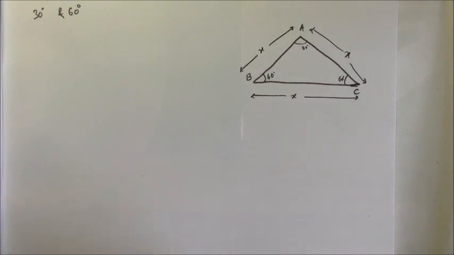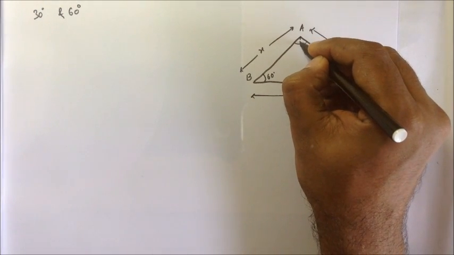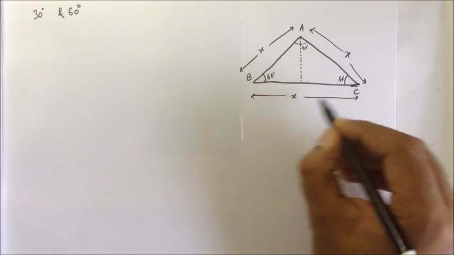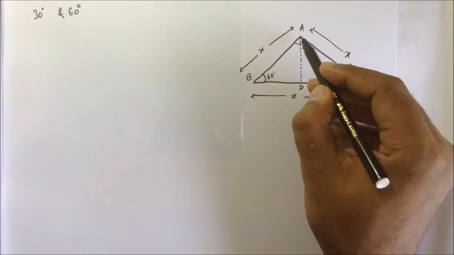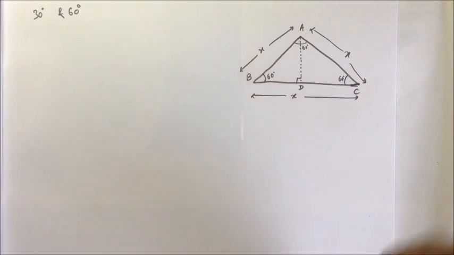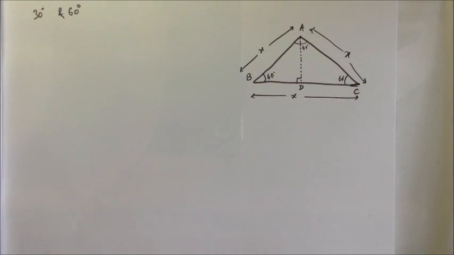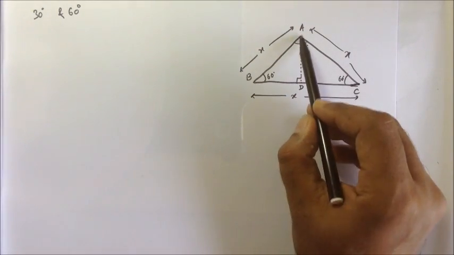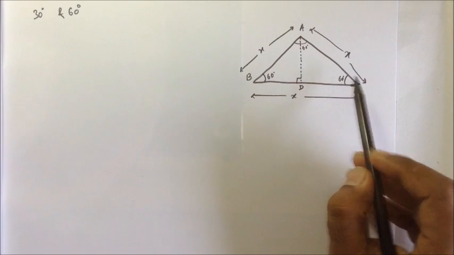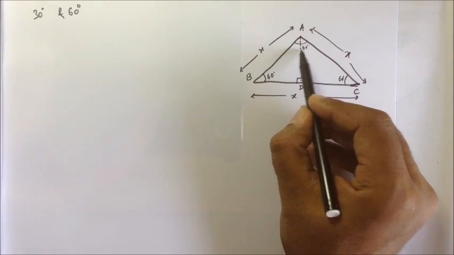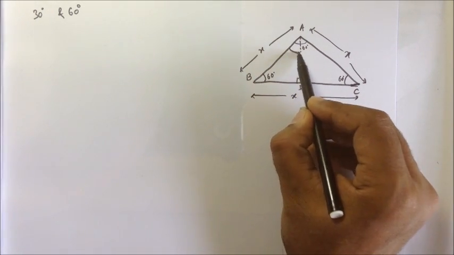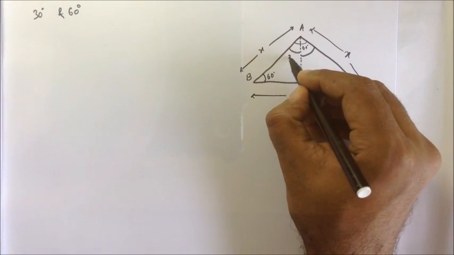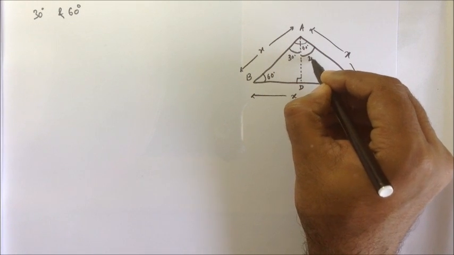Now what I'll do is a construction. I'll drop a perpendicular from vertex A to the base BC and let this be D. So I have AD, and since it's a perpendicular, this angle would be 90 degree. Now using congruency, I can easily see that triangles ADB and ADC are congruent. Hence these two angles would be equal, and since their sum is 60, they individually would be 30 degree and 30 degree.